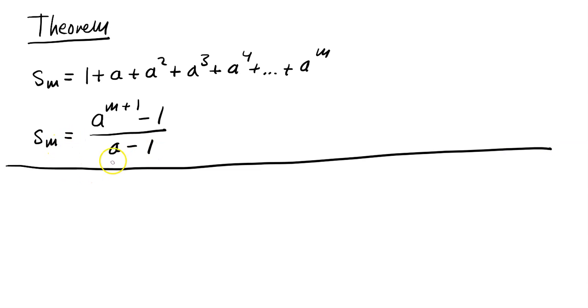We will prove this, but let's first take an example. Say that you want to calculate this sum. So you take the sum of a geometric progression. So this is a sum of numbers where you double.